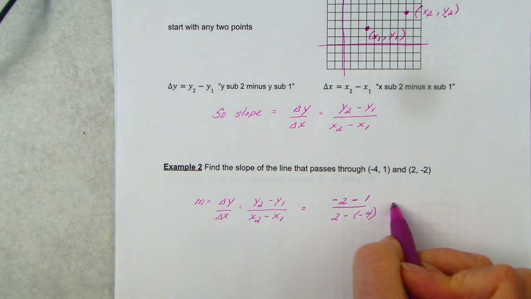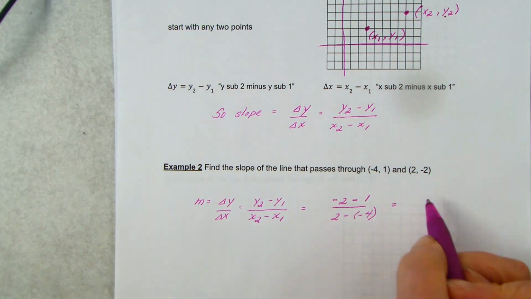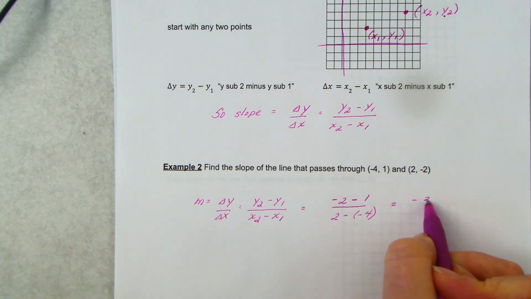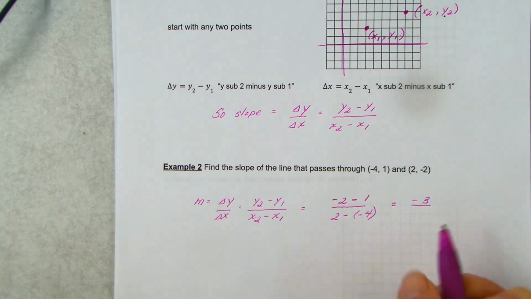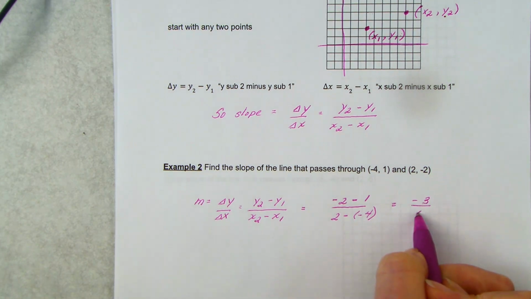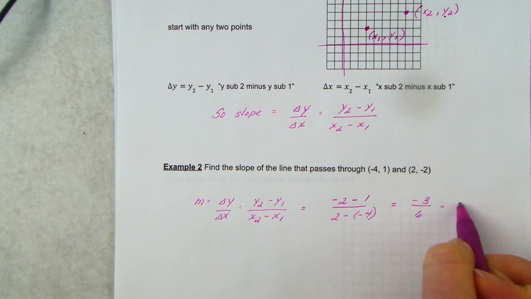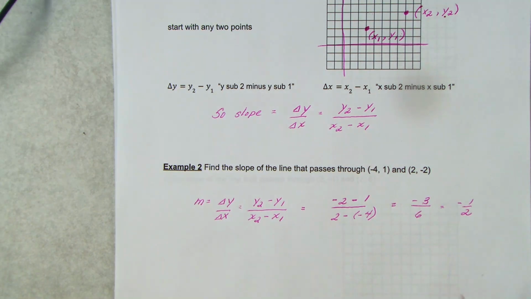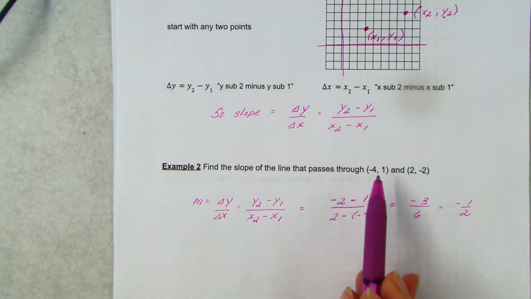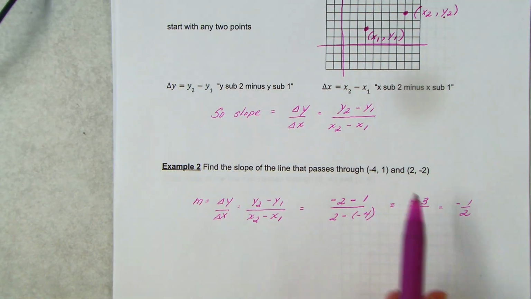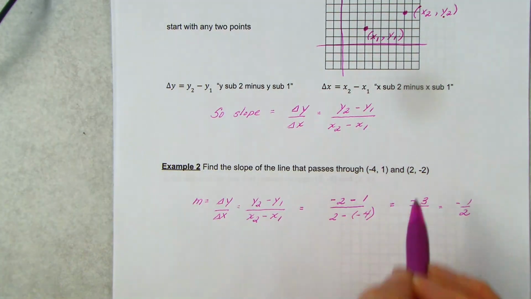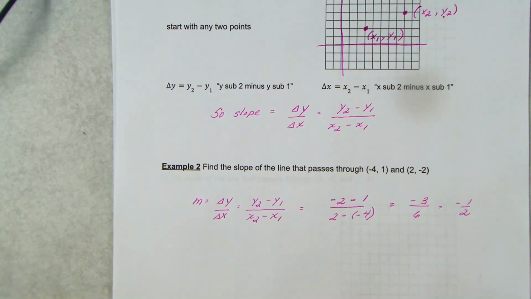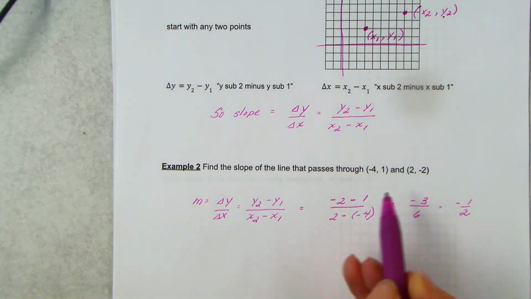All right. Negative 2 minus 1 is negative 3. And 2 minus negative 4 is the same as 2 plus 4, which is 6. So I've got negative 1/2 as the slope. And then everybody is always like, well, what if I did them backwards? As long as you call one point the first point and one point the second point, and you're consistent, it doesn't matter which one. So let's flip it around.